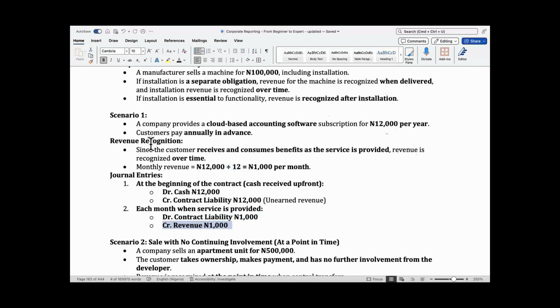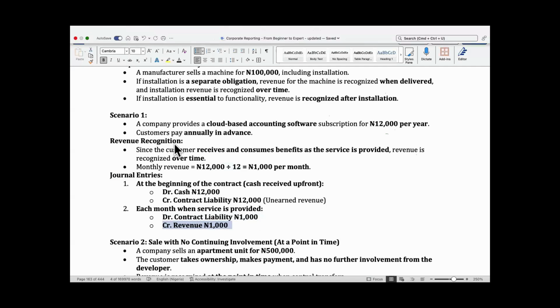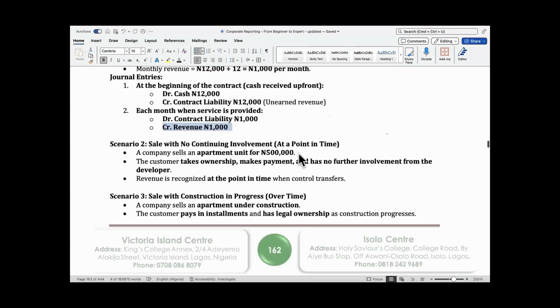Another scenario: you sold with no further involvement. Let's say a company sells an apartment for 500K. This one is so straightforward, because as soon as you sell an apartment and you can prove that the customer has taken ownership, the customer has made payments, and you have no further involvement, recognize revenue at a point in time, as soon as you have transferred control to the customer.